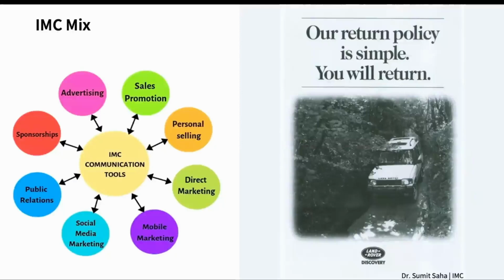Now, herein we have identified almost 8 marketing communication tools. If you talk about advertising, sales promotion, personal selling, direct marketing, mobile marketing, social media marketing, public relations, and sponsorship. These are all marketing techniques, out of which a few are definitely related to sales. Now let's understand this entire concept, taking one particular example of Land Rover, and how Land Rover as a company is using all these 8 marketing techniques to attract their customers and make sales.